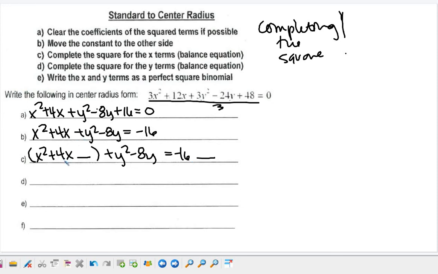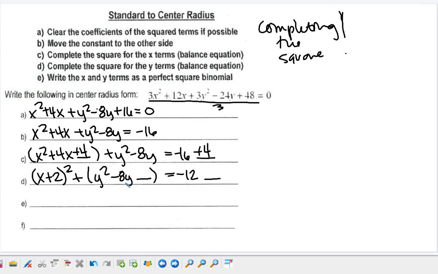So remember, we take half of the center term and square it. So half of 4 is 2, and 2 squared is 4. If I add 4 to the left, I have to add 4 to the right. So I get this perfect square of x plus 2 quantity squared, and I'm going to then complete the square for the y term. So I have y squared minus 8y with a blank is equal to negative 16 plus 4, which is a negative 12, and a blank to keep myself balanced.